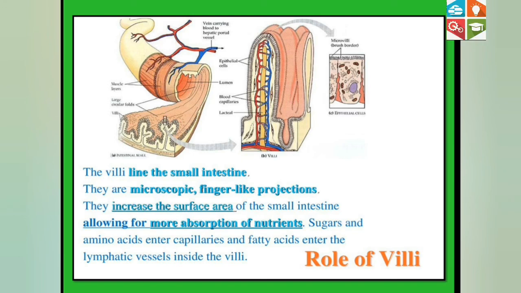After digestion, it has to be absorbed in the small intestine. The lining of the small intestine has finger-like projections called villi. They are microscopic finger-like projections present on the surface of the small intestine. They increase the surface area. Thereby, when they increase the surface area, there is going to be a greater amount of absorption of nutrients. So villi are the microscopic finger-like projections.